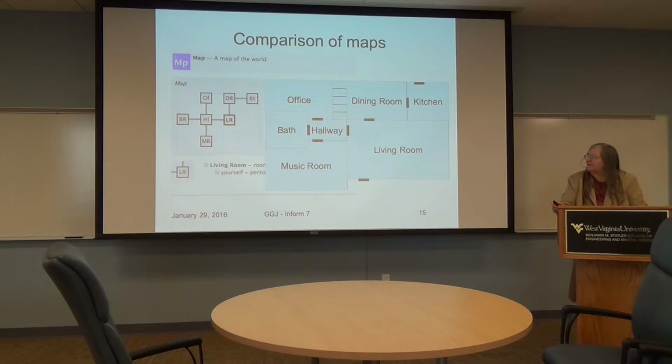And if you compare the generated map from Inform 7 with the map I drew earlier, they aren't the same, they aren't to scale, but again, you see the relationships okay.